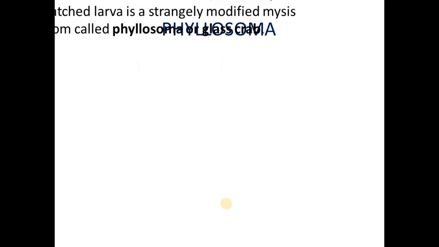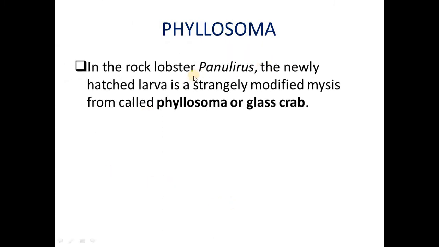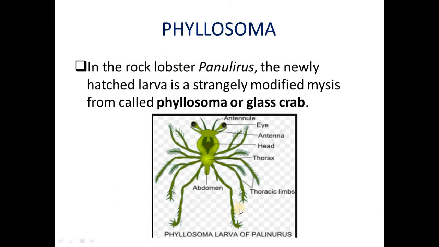Next is the phyllosoma. In the rock lobster Panulirus, the newly hatched larva is strangely modified, known as phyllosoma or glass crab. This is the picture of phyllosoma larva of Panulirus. And the Panulirus form body is large, flattened, and leaf-like, delicate and glassy. That's why the name glass crab is derived, and it is divided into head, thorax and abdomen.